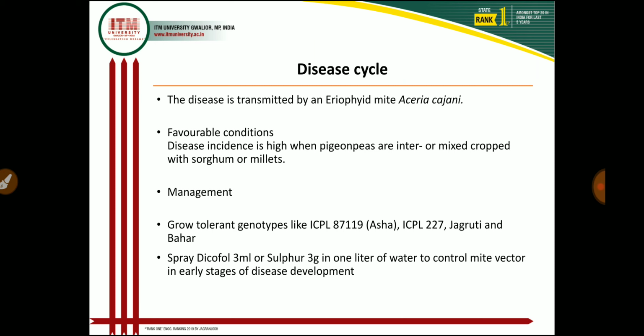In management practices, we should root out the infected plants in the early stage of disease development and grow resistant or tolerant varieties like ICPL 87119, that means Asha, and ICPL 227 Jagrati and Bahar. These are the tolerant and resistant varieties against the pigeon pea sterility mosaic virus. And we should spray dicofol 3 gram or sulfur 3 gram in 1 liter of water to control the mites. If we control the mites, then definitely we control the disease in the pigeon pea crop.